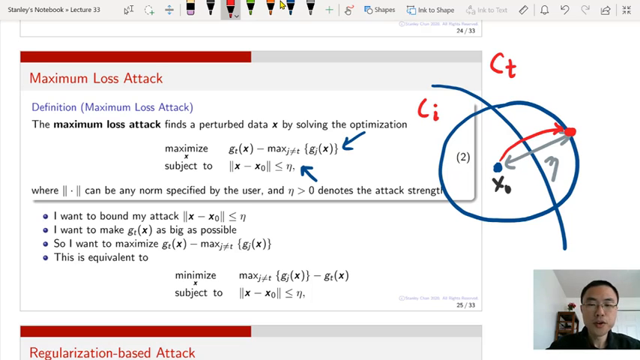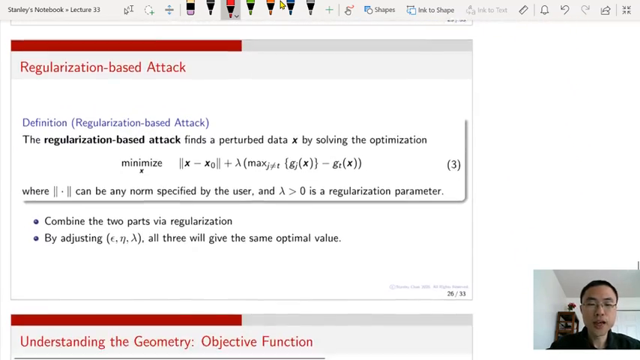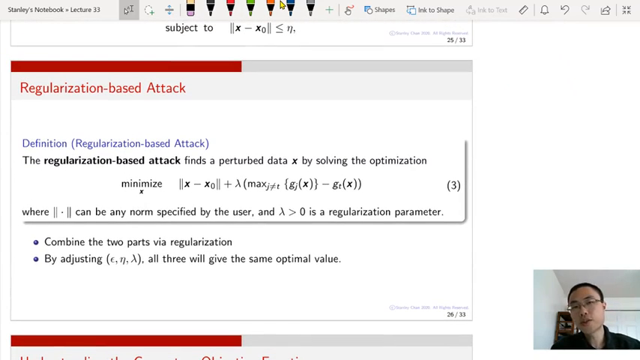So now, given these two formulations, you can quickly imagine what will happen next, which is to turn these constrained optimizations into an unconstrained optimization, which is now called the regularization-based attack. Instead of having a constraint, I define a Lagrange multiplier, or I call it the penalty parameter lambda, and then I put my constraint into the objective function. And so it becomes a penalized optimization.